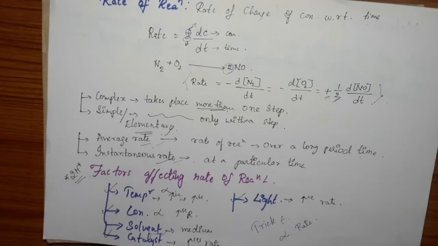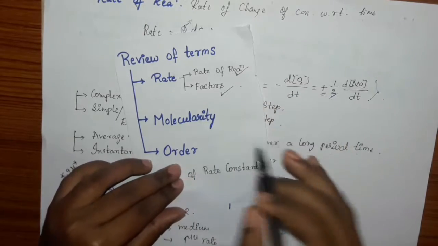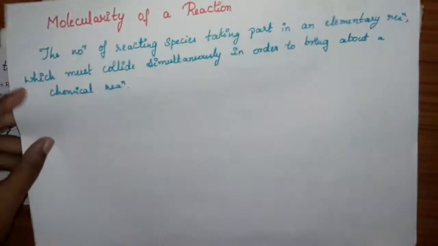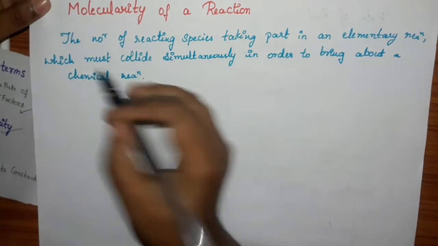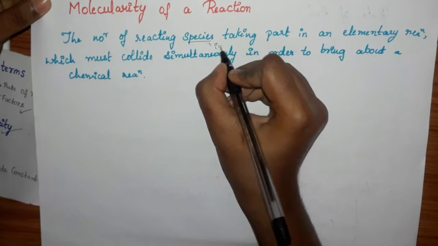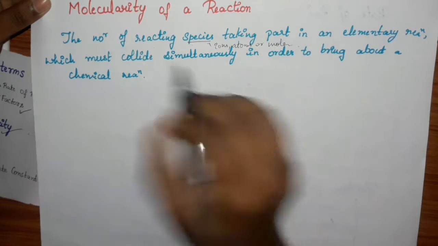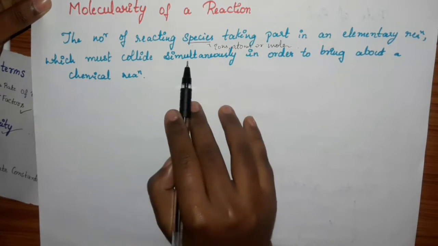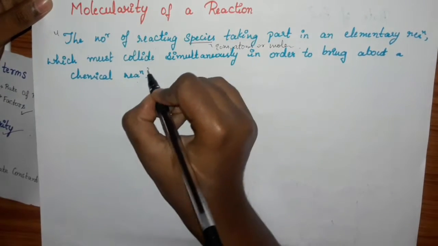In the previous video, I had completed the rate of reaction and factors affecting the rate of reactions. In today's video, we are going to study the molecularity of a reaction. How could you define the molecularity of a reaction? The number of reacting species, which may be ions, atoms, or molecules, taking part in an elementary reaction, which must collide simultaneously in order to bring about a chemical reaction. This is how you can define the molecularity of a reaction.